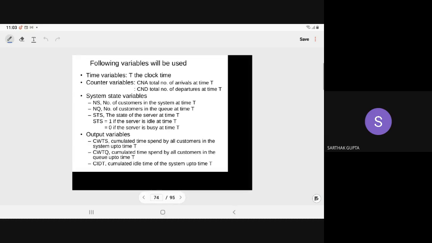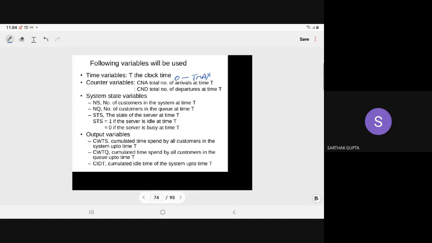As I told you in the first lecture of the simulation, before starting the simulation process, we have to decide the variables. So here we have some variables. The time variable, we denote it by capital T, and it is the clock time. It always starts from 0 to T max, because up to T max we have to simulate the system.